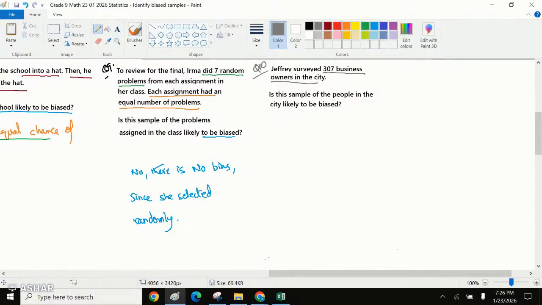See, a city might have hundreds of thousands of businesses, right? So what he did was he chose 307 out of those undefined businesses, right? So this is a bias because Jeffrey chose out of the total businesses.